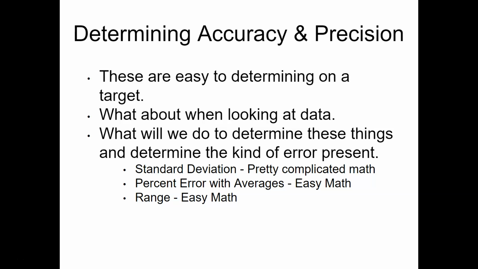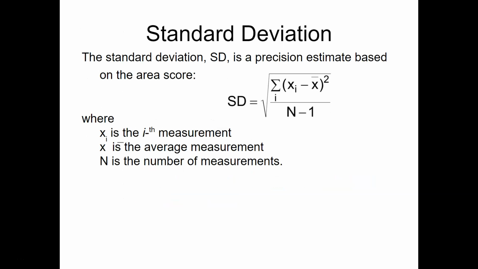So the three types of calculations that we can do are standard deviation. That's a pretty complicated one, to be honest with you. And we don't use it very much because in chemistry, to be honest with you, we like easy math. And percent error with averages, making sure that we have averages, that's relatively easy math. And range is relatively easy math. So those are the two that we will use most often in chemistry. Not that standard deviation couldn't work. It can, and you will probably learn that sometime in your math career. I think in Algebra 2 during your statistics unit, you'll probably be learning about standard deviations.